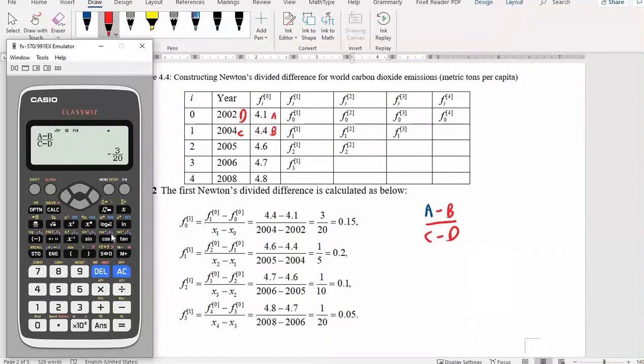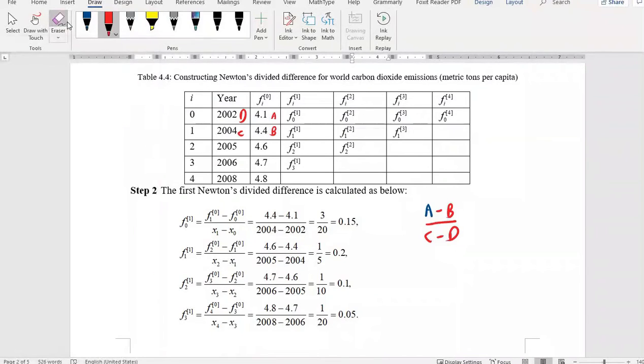Oh, sorry, I made a mistake here. I should have A at the bottom, A, B, C, D, because of how I put my formula. So I made a mistake here. I erase first.